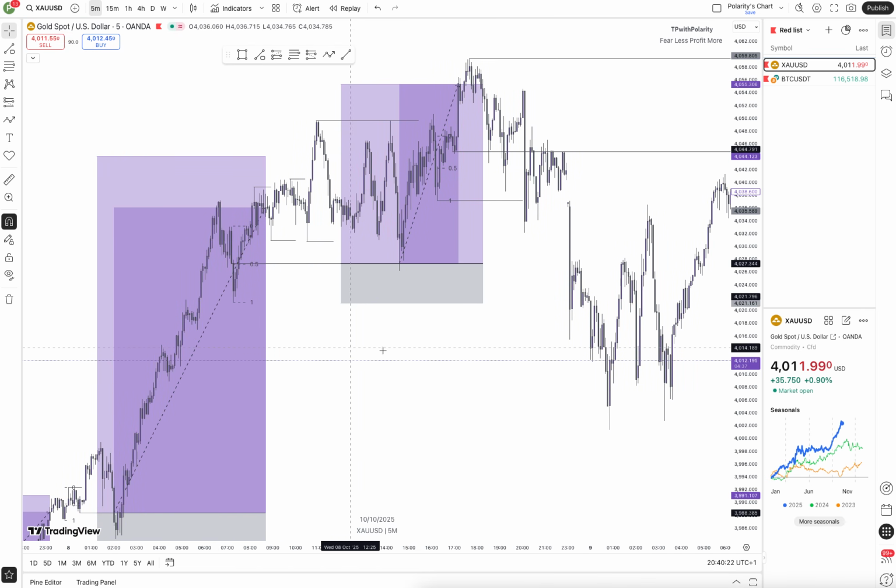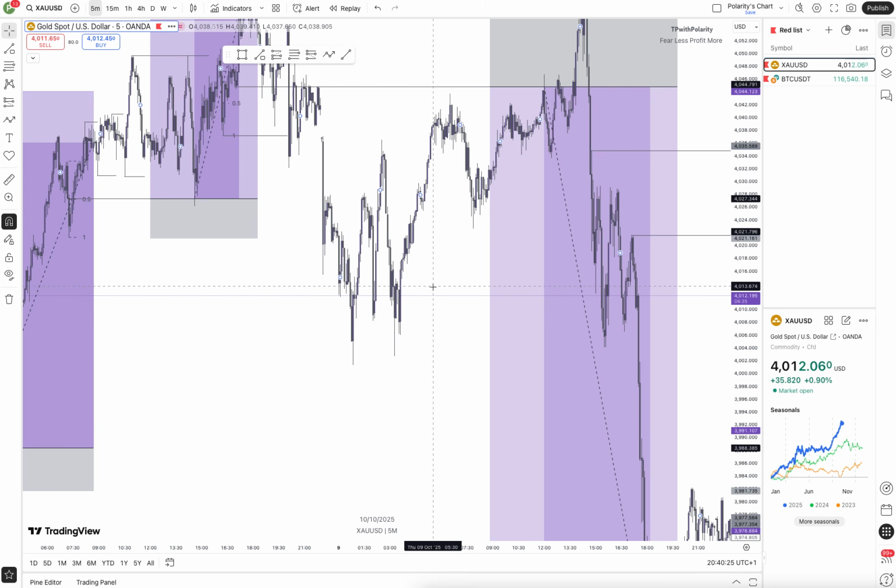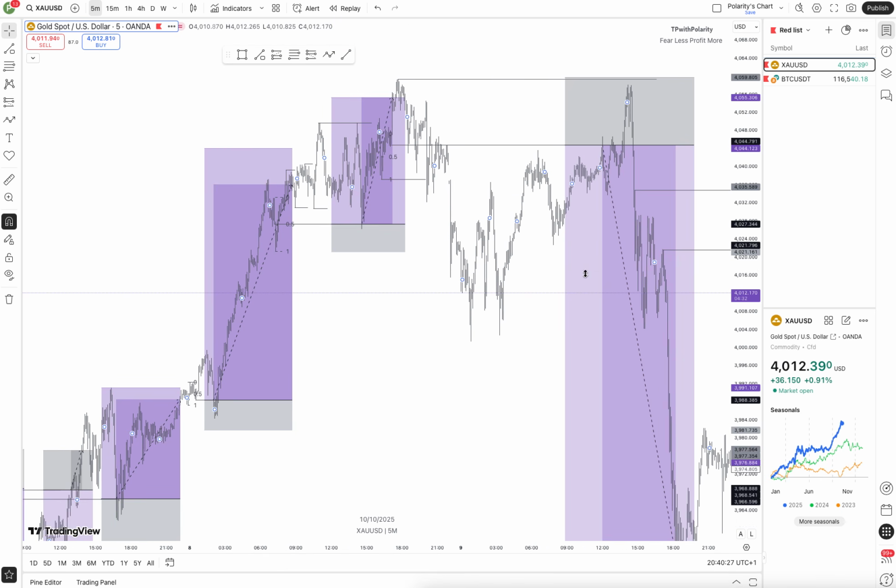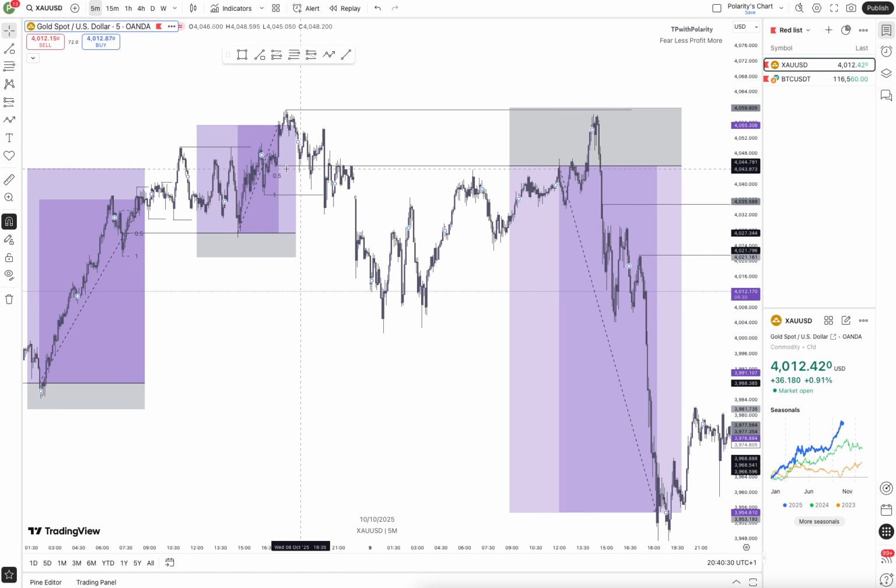I'm not going to be explaining that. I don't think any other trade happened like that anyway, except for this one, where we used a reversal entry.